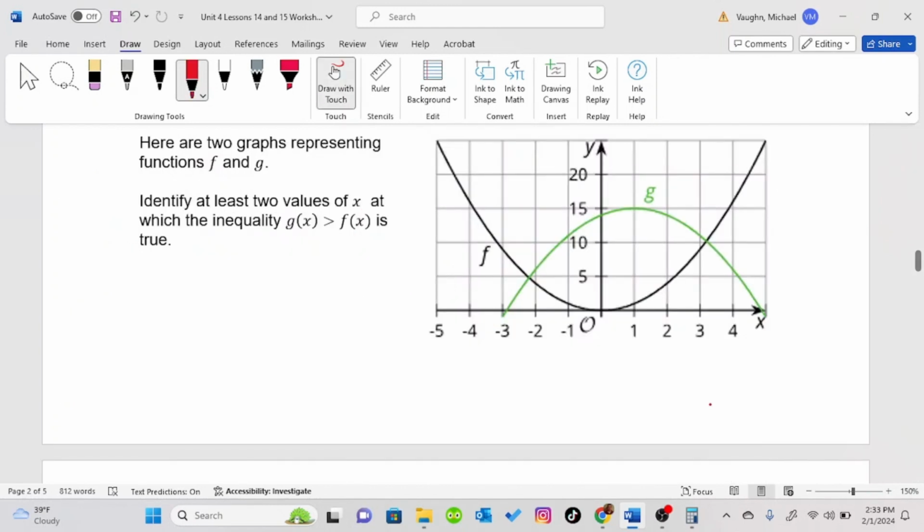This is the last practice problem for lesson 14. Here are two graphs representing functions f and g. Identify at least two values of x at which the inequality g of x is greater than f of x is true. G of x is the top line.